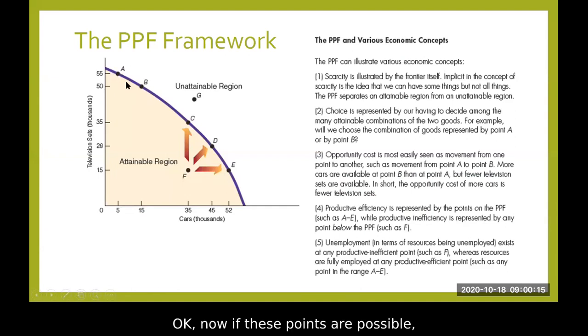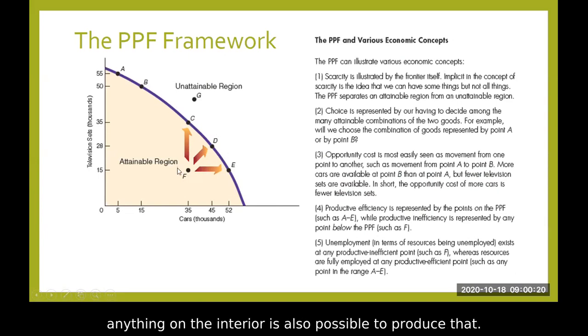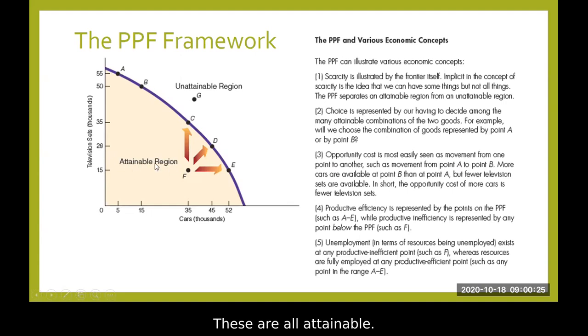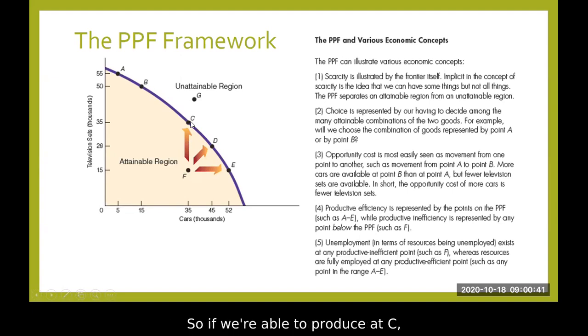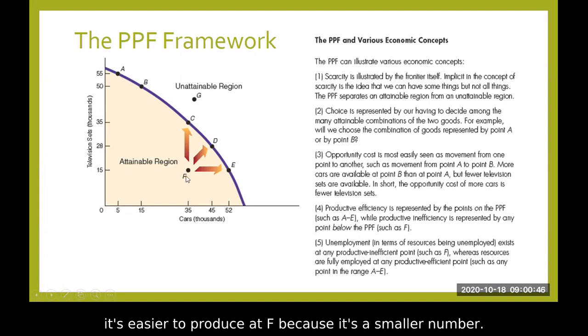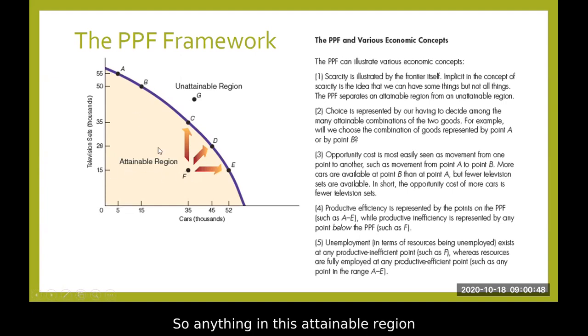Okay, now, if these points are possible, anything on the interior is also possible to produce at. These are all attainable. For example, if we could produce 35,000 TVs at C and 35,000 cars, we could also definitely produce at F, where we have the same number of cars but fewer TVs. So if we're able to produce at C, we can obviously produce at F too. It's easier to produce at F because it's a smaller number. So anything in this attainable region are points that are possible of production.